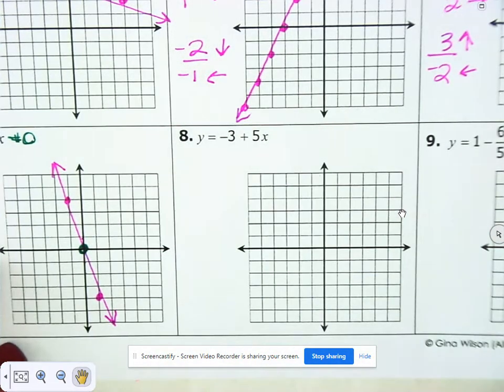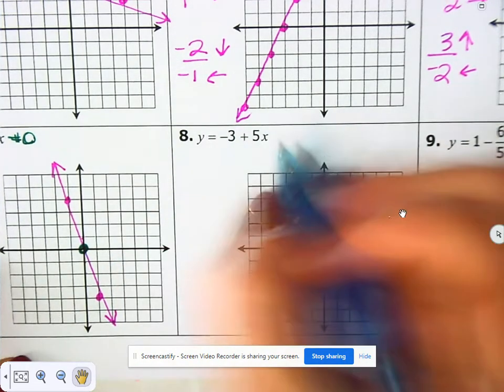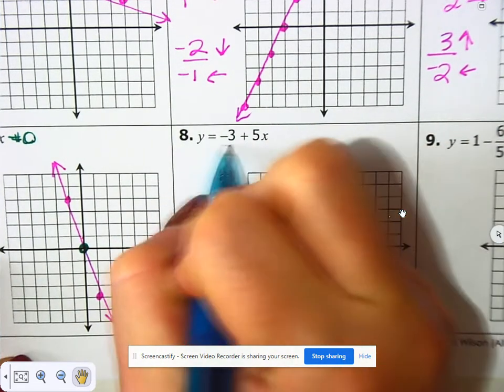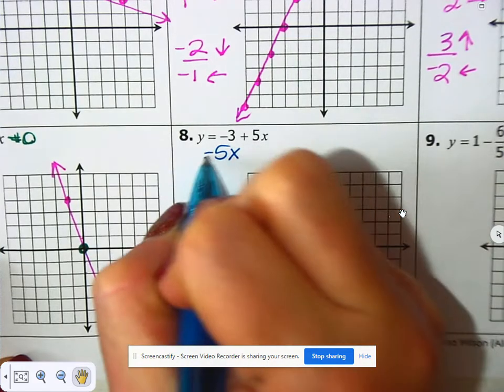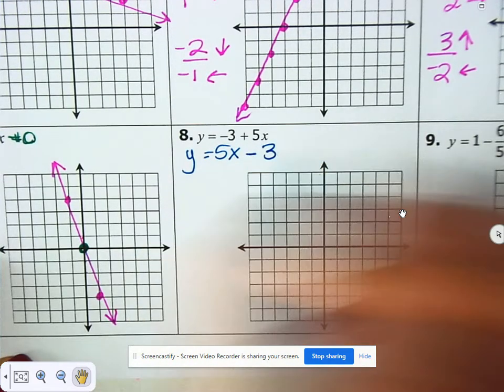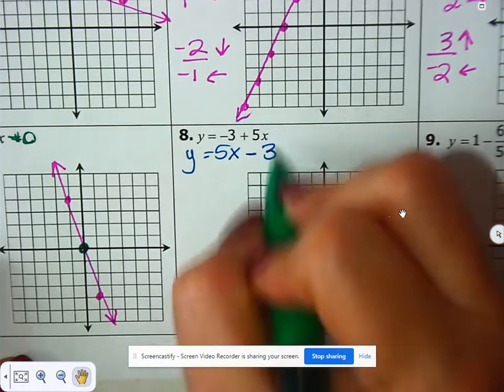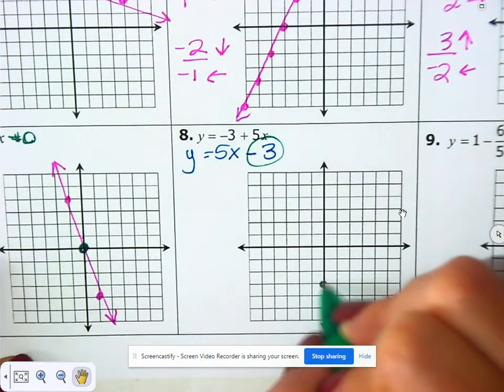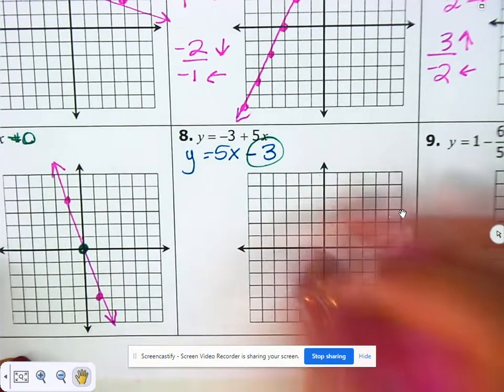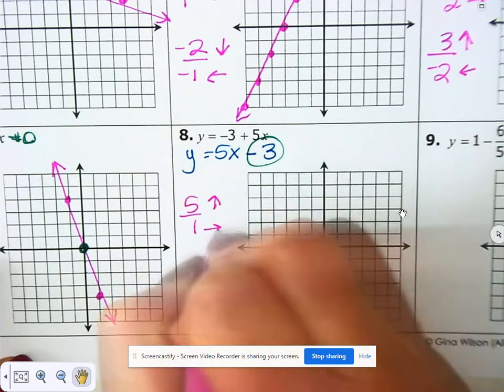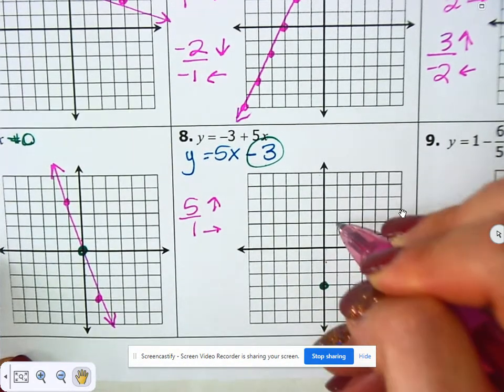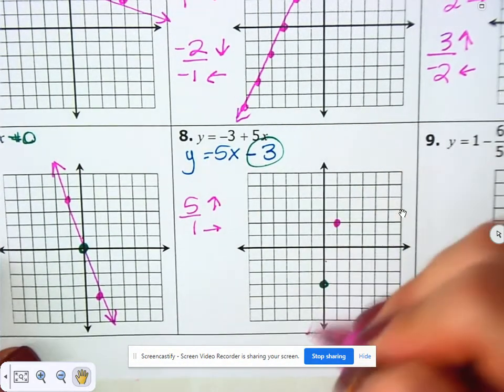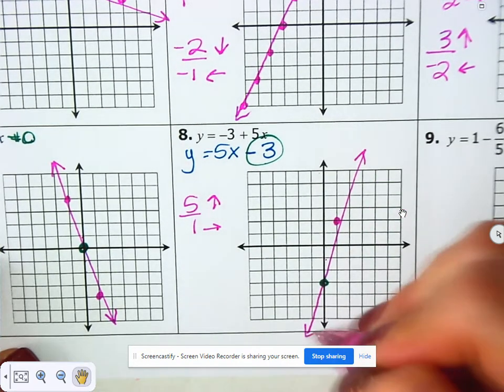All right, now number 8 and 9 are different because they are not in the right form, meaning they aren't in complete slope-intercept form. Remember, for slope-intercept form, we want that x to come right after the equal sign and then the y-intercept. So our y-intercept here is actually -3, and our slope is 5/1. And we can't do that again either way.